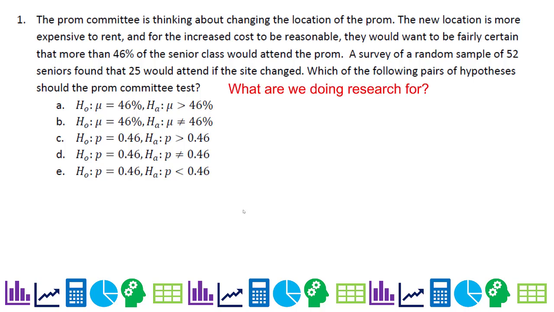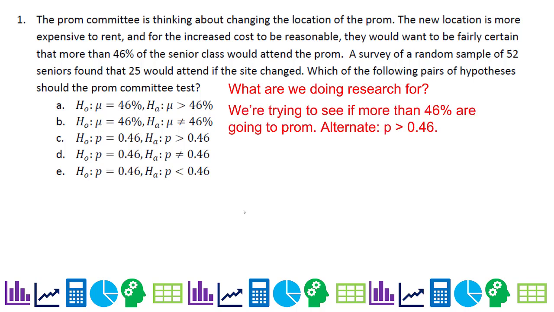So what are we doing research for? We need to know if we're going to have it more than 46%, right? So what we're doing the work for is to see if we have evidence that we have more than the 46. And remember, the work is always for the alternate hypothesis.